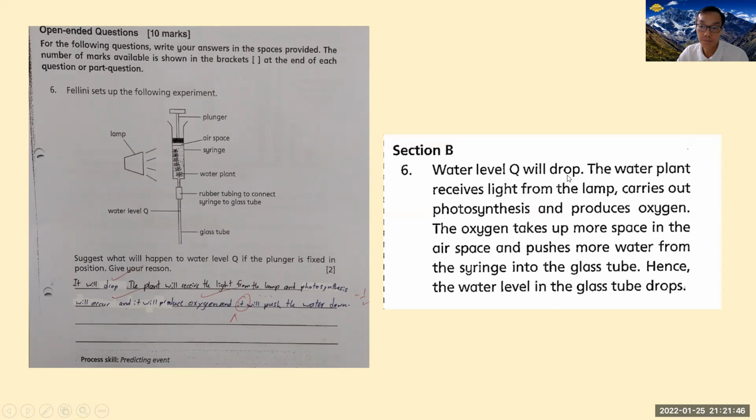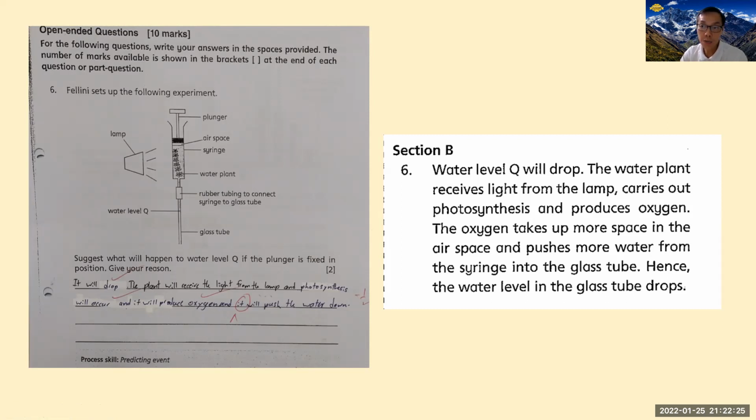Water level Q will drop. This is to state what will happen. The water plant receives light from the lamp, carries out photosynthesis, and produces oxygen. And this is the place where you need to explain, giving your reason why the water level drops. You must mention that the oxygen takes up more space in the air spaces here, and pushes more water from the syringe into the glass tube. Hence, the water level in the glass tube drops.